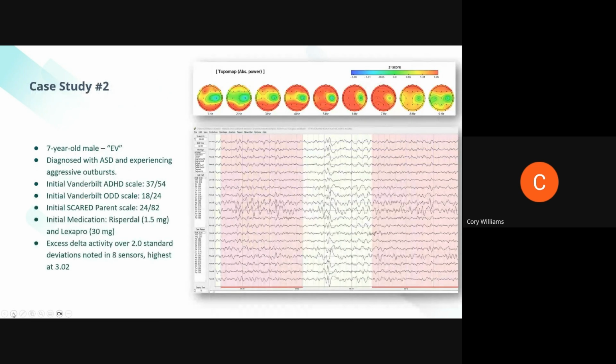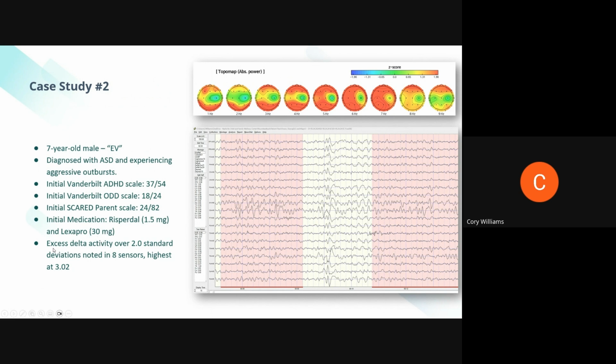Okay, so this brings us to case study number 2. We've got a 7-year-old boy. He's diagnosed with autism and he's experiencing aggressive outbursts. We can see initially his ADHD scale, his oppositional defiance scale, and his anxiety scale. And when he came into the office, he was on Risperdal and Lexapro.